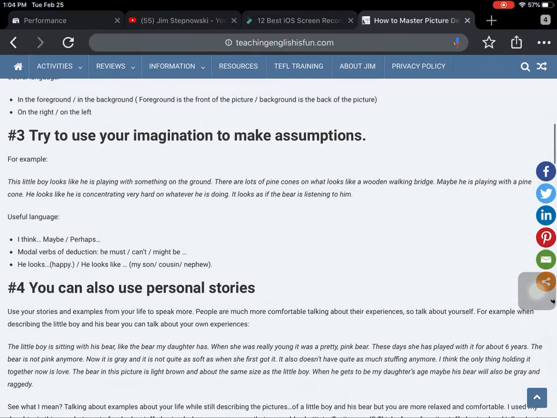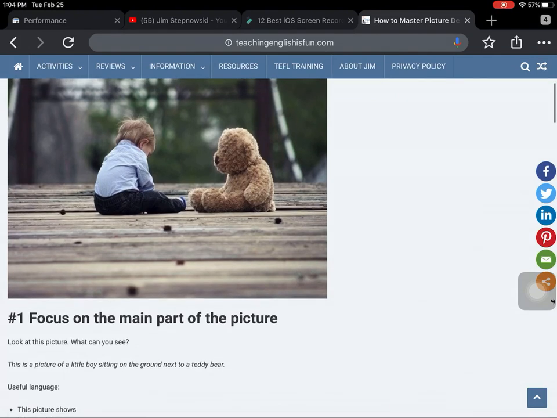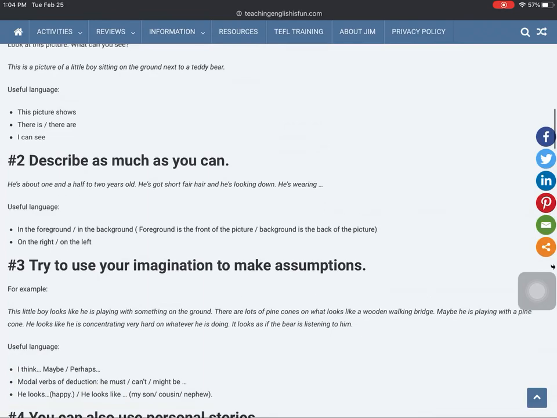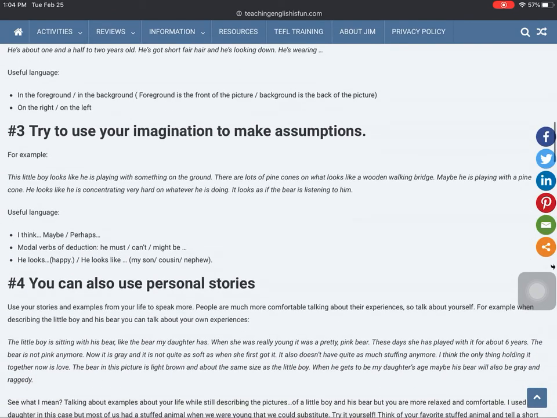And that's one of the reasons that I picked this picture. I thought it was a very cute picture because it looks like the bear is actually listening to the little boy, or at least paying attention to what he's doing right there.